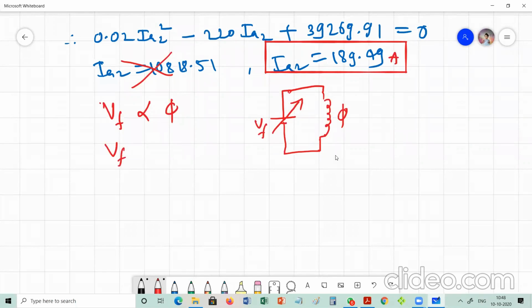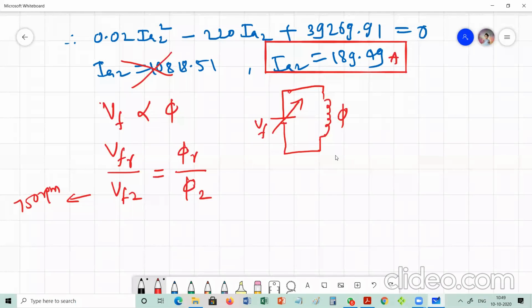When the voltage is Vfr, the rated field voltage, the flux is phi r. And if the voltage is Vf2, corresponding to the speed requirement of 750 rpm, then in that case the flux is phi 2. So I can write that Vfr by Vf2 is equal to phi r by phi 2.